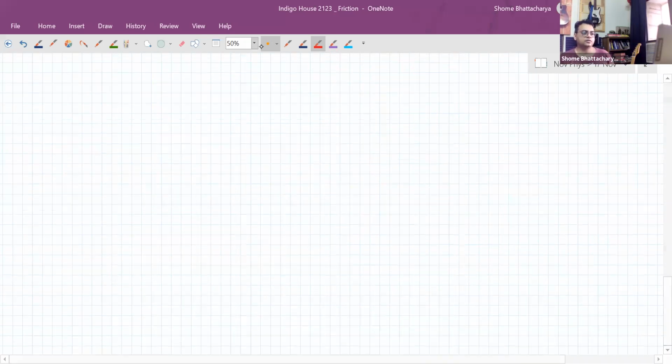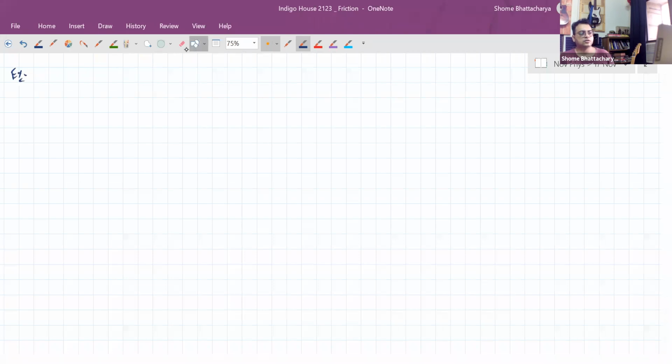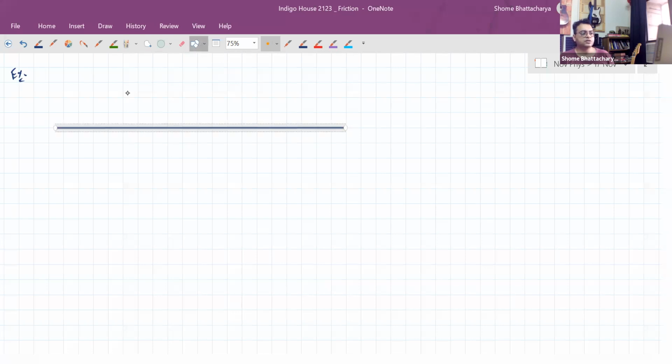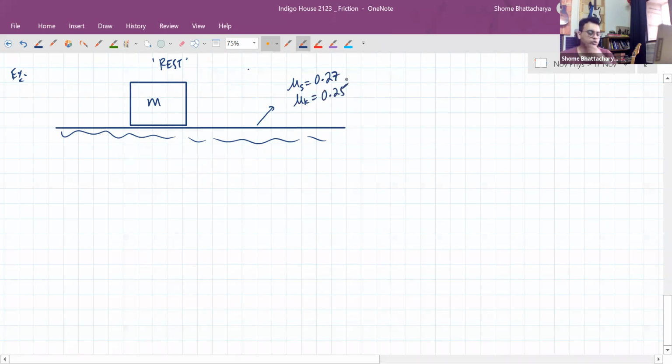Okay, so now let us look at the next level of question to understand this better. We'll take the same situation because we have become familiar with it now. Then we'll gradually start looking at more complicated situations. But we'll start playing around with different values now. So we've got a block at rest initially. And this surface has two values given to us. Coefficient of static friction is given as 0.27 and coefficient of kinetic friction is given as 0.25. So this is that situation where we have two different coefficients.